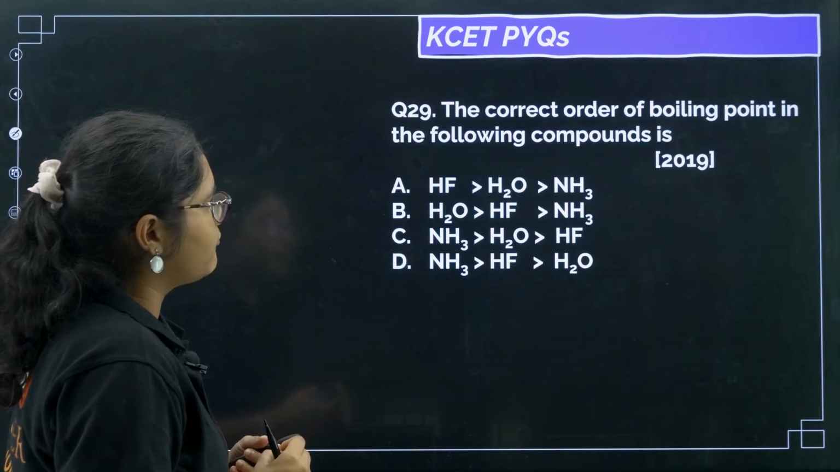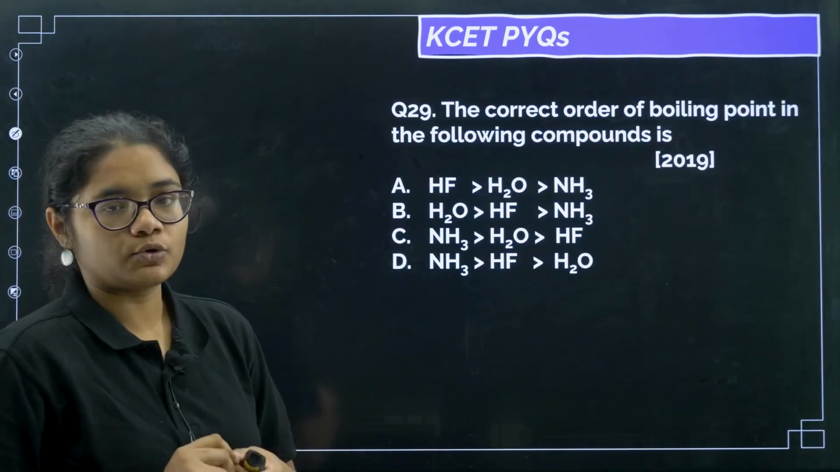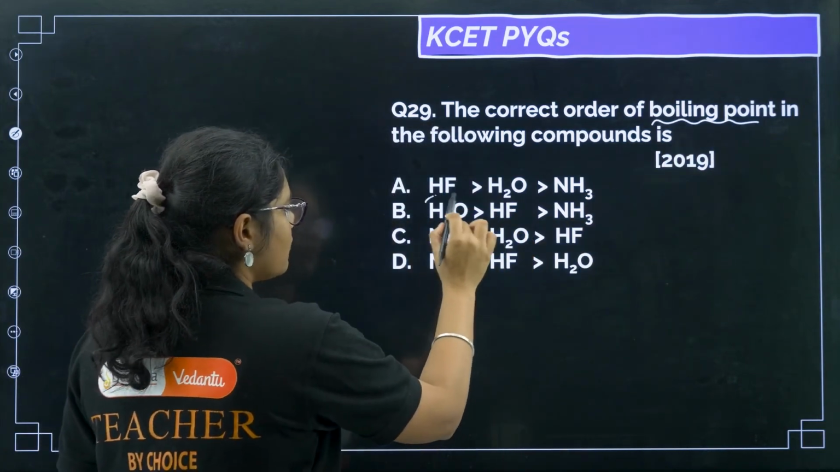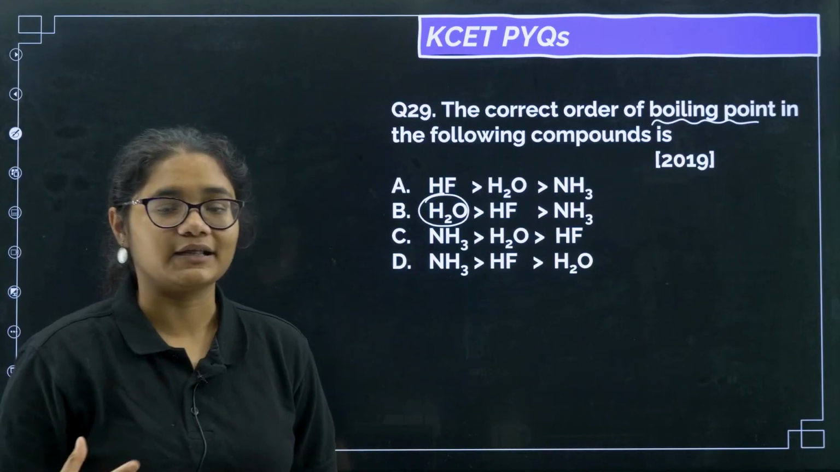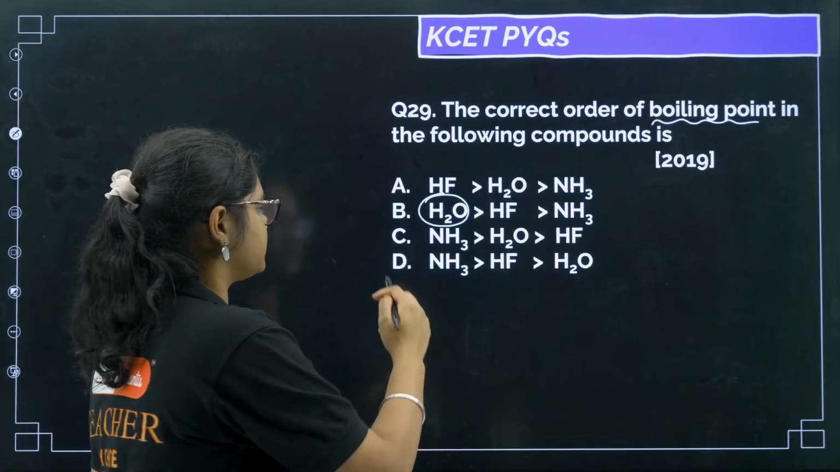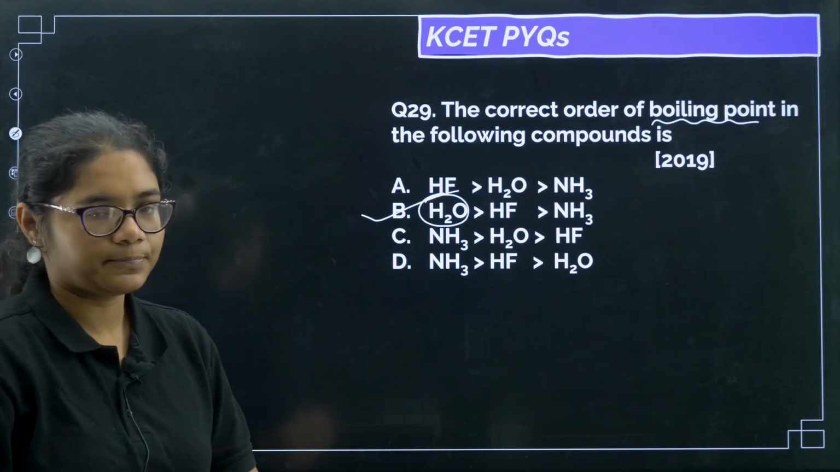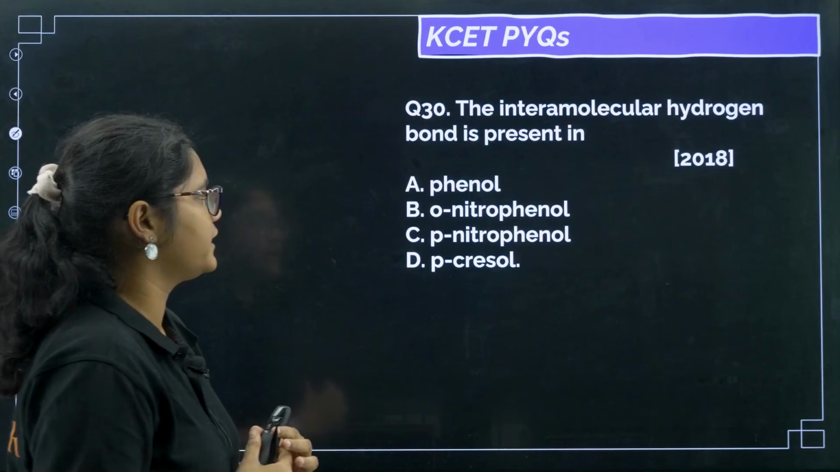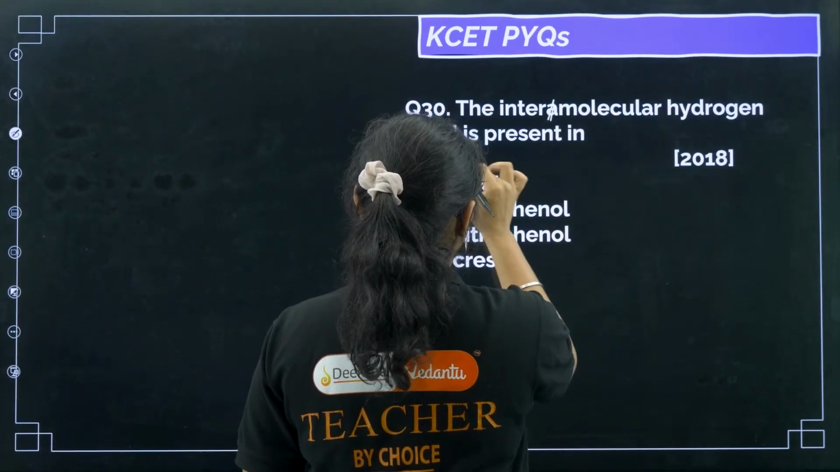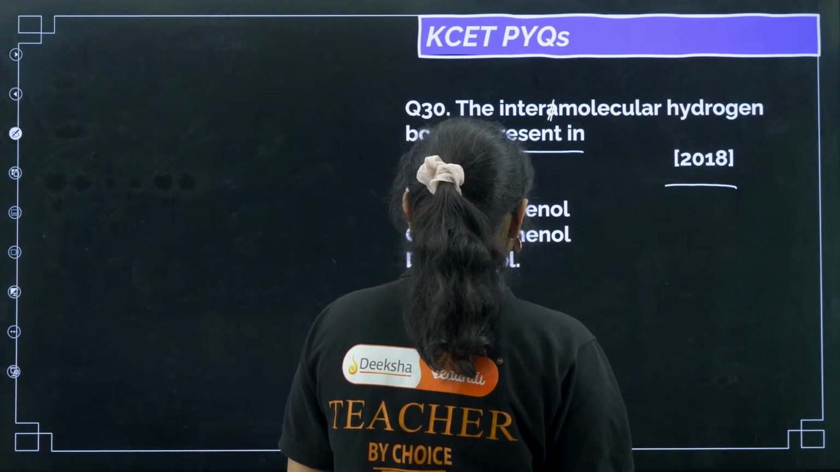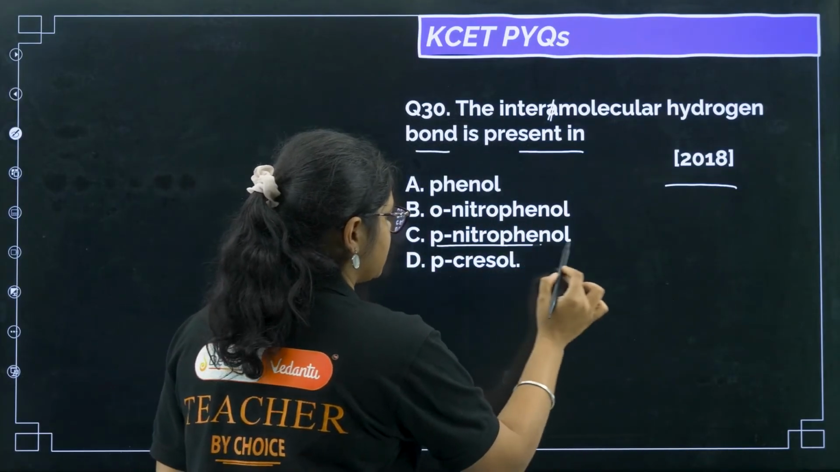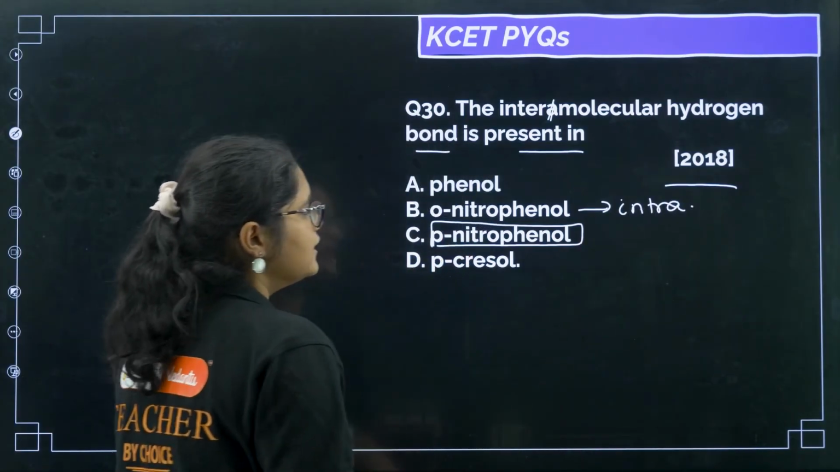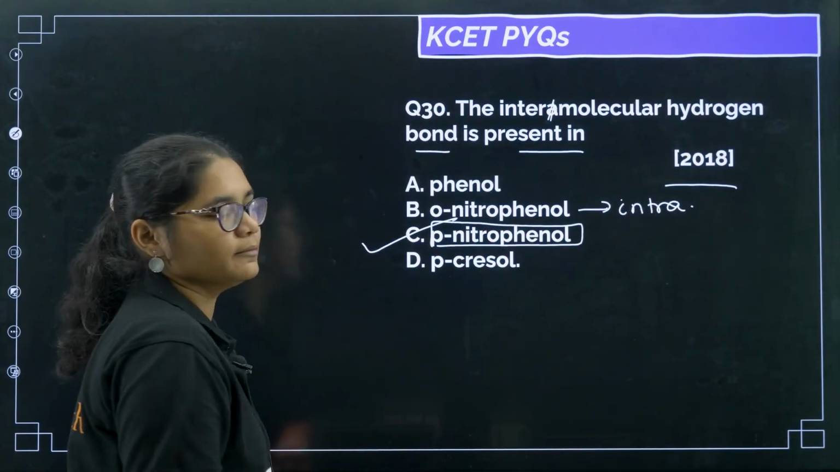Next, the correct order of boiling point in the following compounds. If you want to find the boiling point order, water has hydrogen bonding, which is why it has a very high boiling point. The correct answer for this question will be option number B. And the last question here: intermolecular hydrogen bonding is present in, KCET 2018 question. Intermolecular hydrogen bonding is present in para-nitrophenol, and in ortho-nitrophenol it is intramolecular. The correct answer will be option number C.